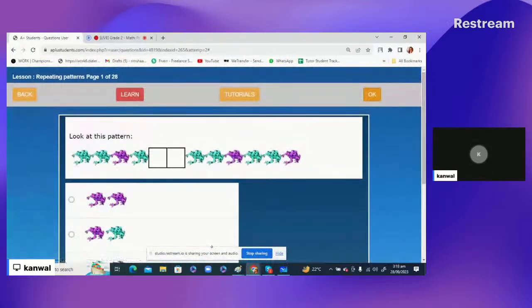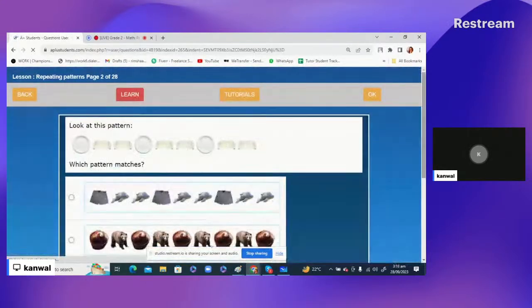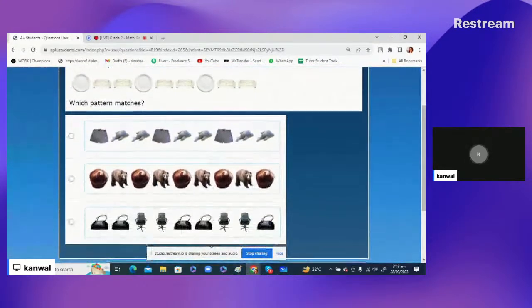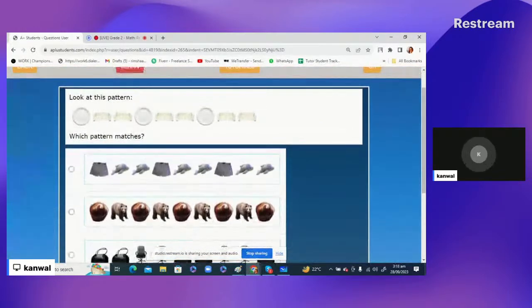Let's check. Yes. Okay, let's do one more question for that. Here we're going to match the pattern. There is one plate and two, like one and two. One thing is different, then two are same. It again repeats. Yes, option C, that is good.